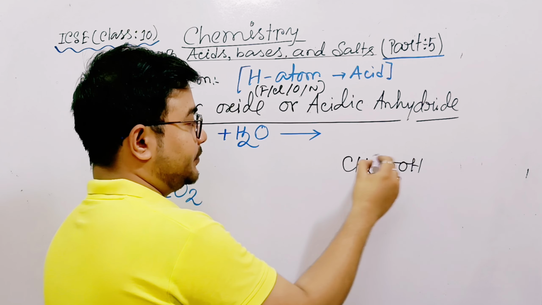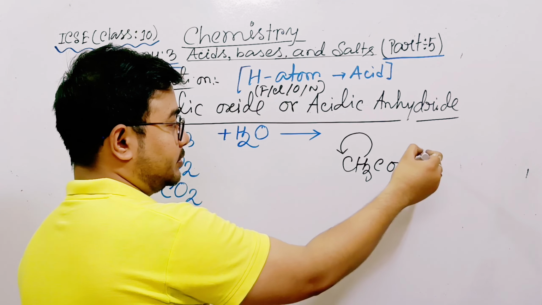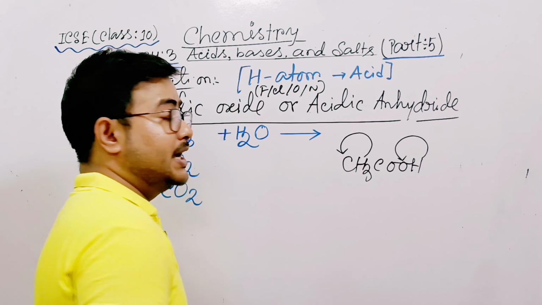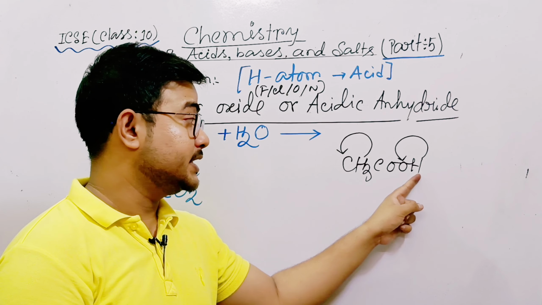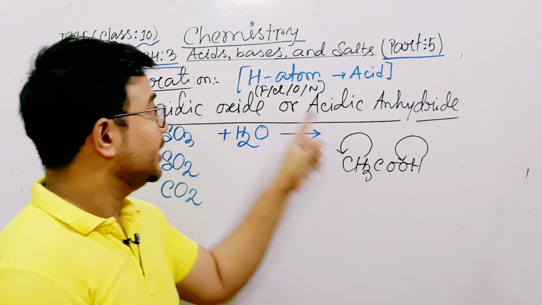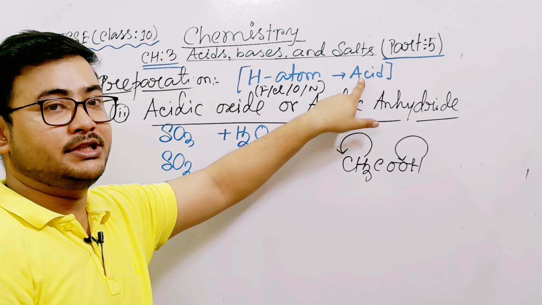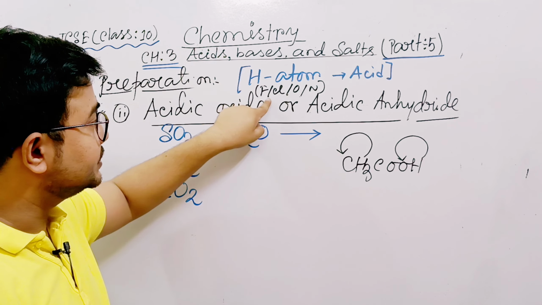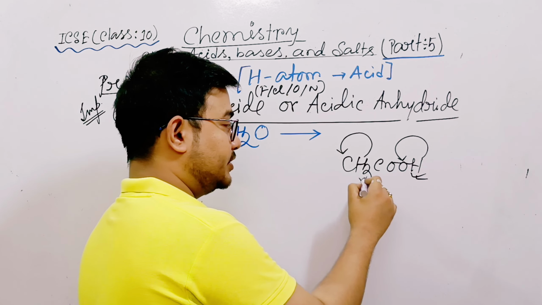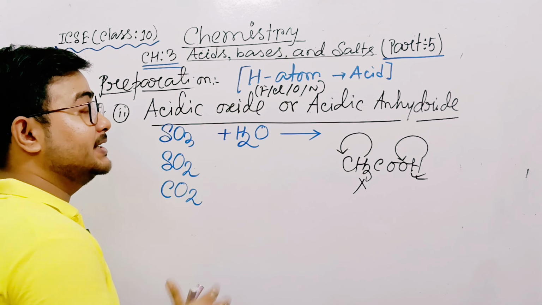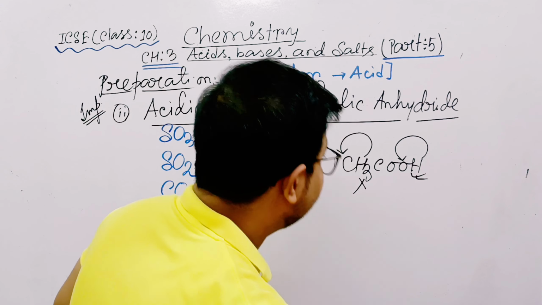Look at the board, CH3COOH. See, these hydrogens are attached with carbon, this hydrogen is attached with oxygen. Tell me which one is acidic? This hydrogen or this hydrogen, both are hydrogen, but hydrogen does not always indicate acid. The hydrogen which is attached with oxygen is the acidic hydrogen, but not the others. Okay, that I discussed in detail in the previous part.